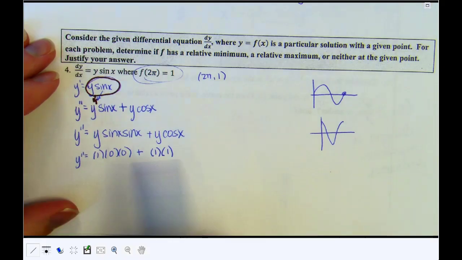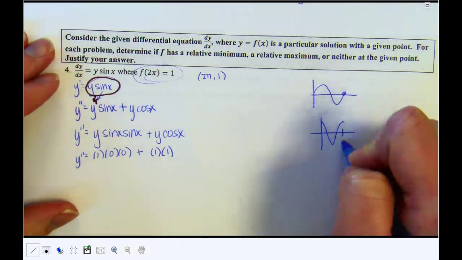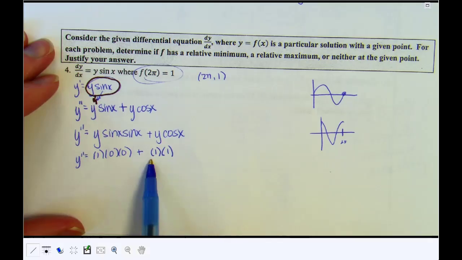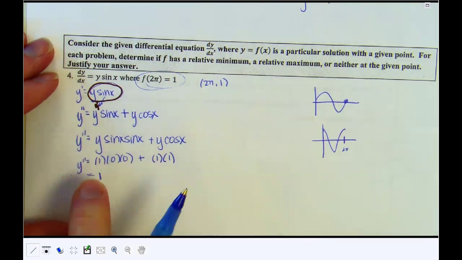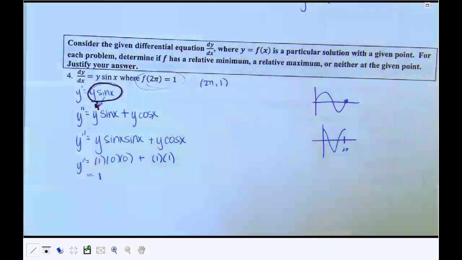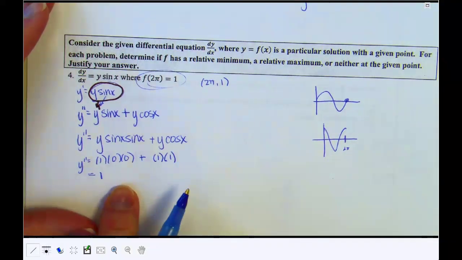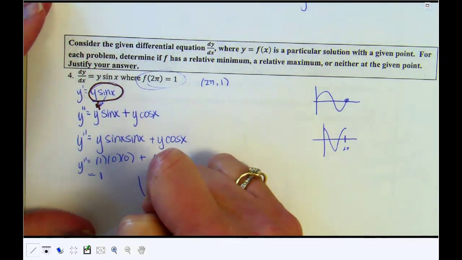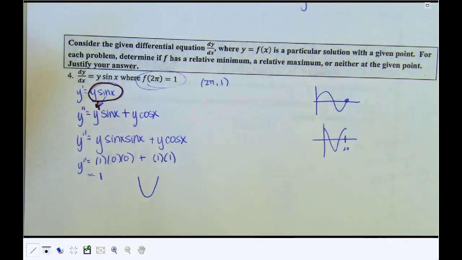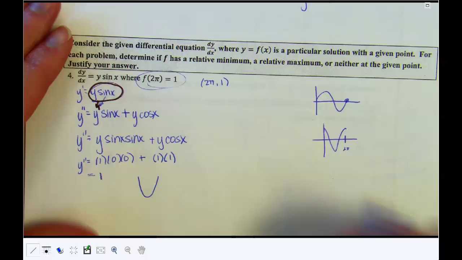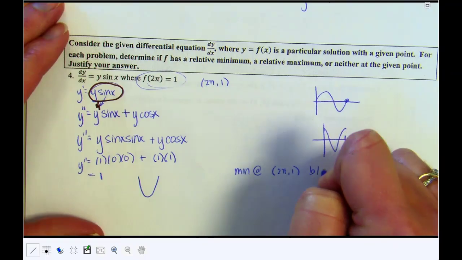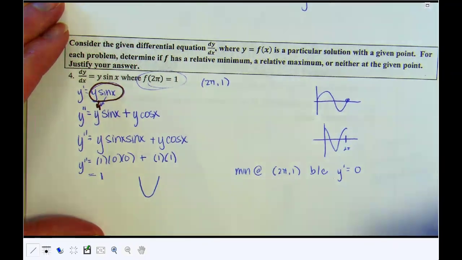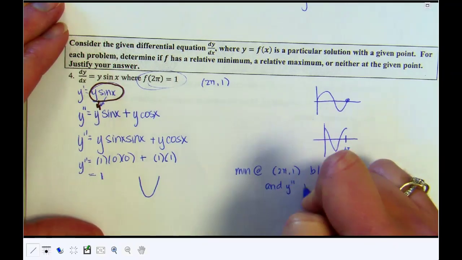Okay, so here's my cosine graph. So I know cosine of 2 pi is 1. Y is 1, sine of 2 pi is 0. So this whole mess comes out to be 1. Now, this is positive. So when we put those pieces together, if my second derivative is positive, that means concave up. So, is this a minimum, a maximum, or neither? It's a minimum. This is a minimum at the point 2 pi 1 because y prime equals 0 and y double prime is positive.